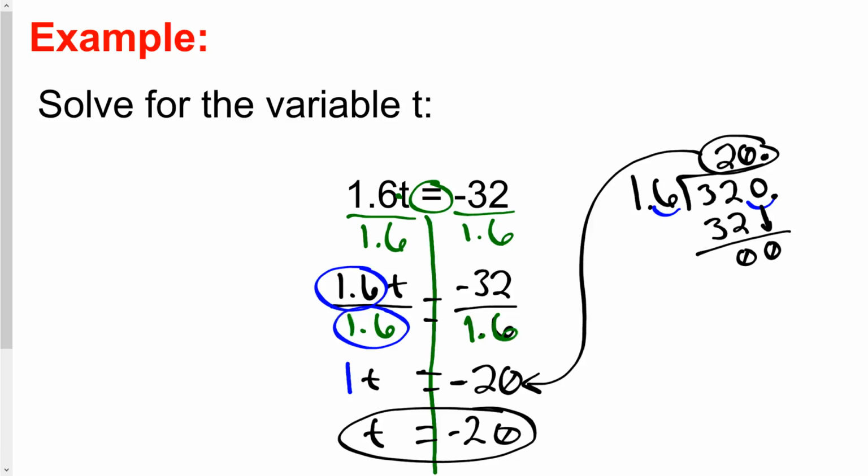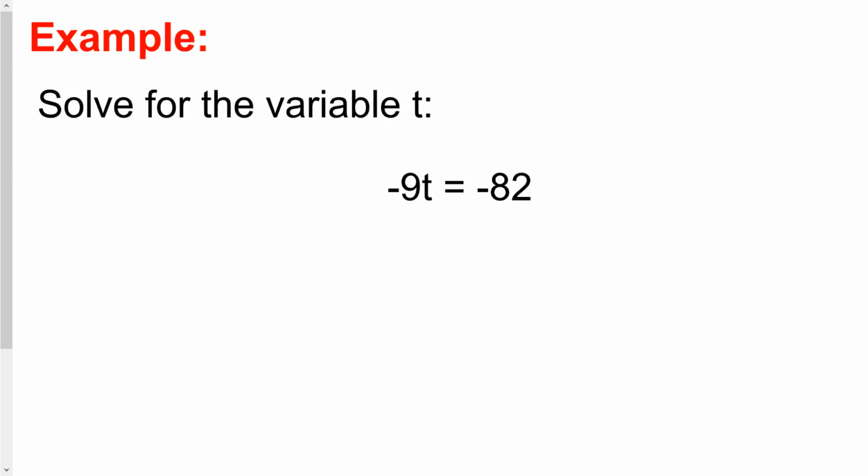All right, here, let's do another example. Negative 9t equals negative 82. Pause the video, give it a shot yourself.